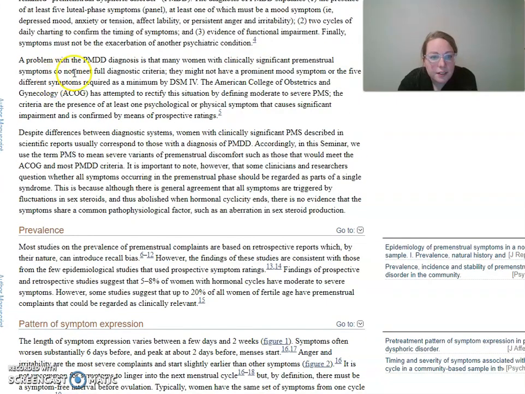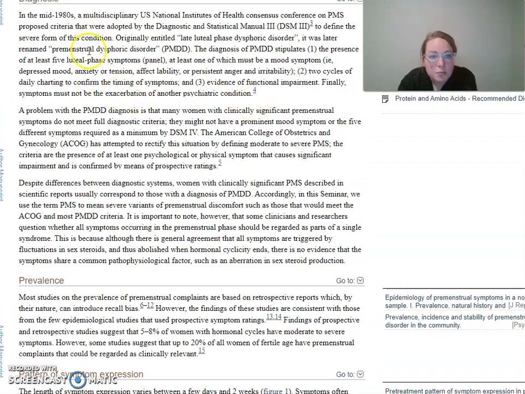Then let's look at the definition of PMDD. Premenstrual dysphoric disorder stipulates the presence of at least 5 luteal phase symptoms. Remember, the luteal phase is the second half before menstruation occurs again. Mood symptoms include depressed mood, anxiety, tension, irritability, persistent anger and irritability. You have to have 2 cycles of daily charting to confirm, and evidence of functional impairment.